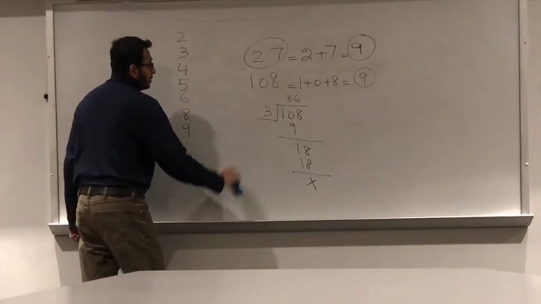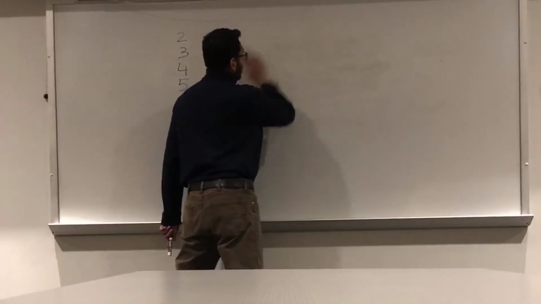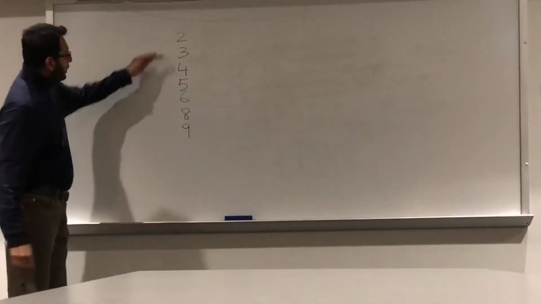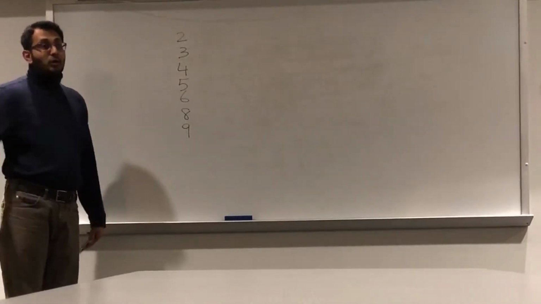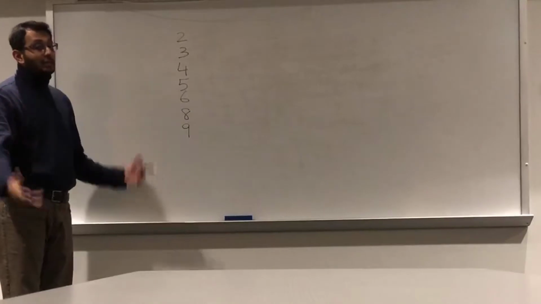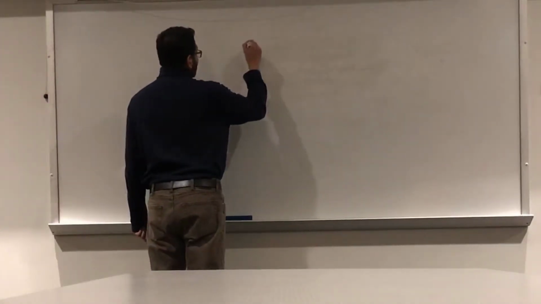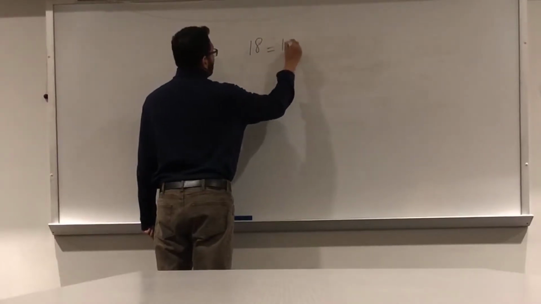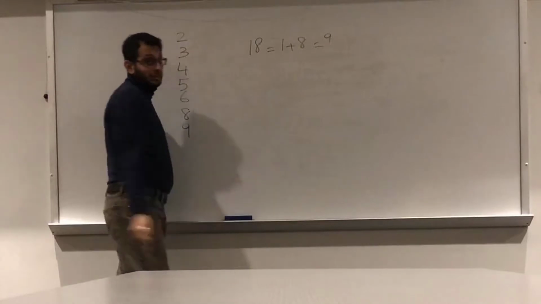Now, let's look at the rule of 9, because the rule of 9 and the rule of 3 are exactly the same. That's why I'm jumping to number 9. You add all the digits together. If the sum of the digits is divisible by 9, then the whole number will be divisible by 9. For example, the number 18: it's 1 plus 8. That's 9, and the number 18 is divisible by 9.